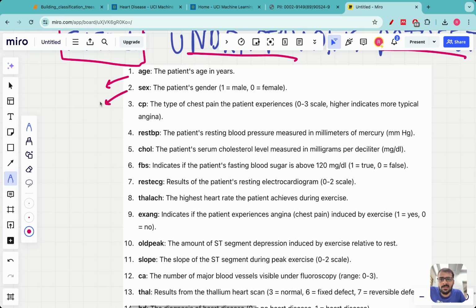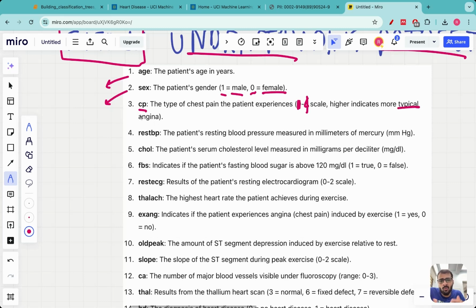The second variable is the sex, which is the gender of the patient. So we have 1 for male and we have 0 for female. The third variable is called CP. This is for quantifying the type of chest pain the patient experiences. So this is actually on a scale of 1 to 4 in the data set which we have. Higher indicates more typical angina.